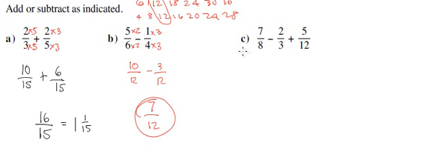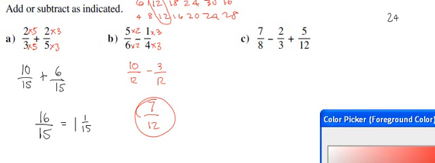Now we can make these worse by putting more fractions in at the same time. Now we need a common denominator that all 3 of these will go into. Well, looking at the biggest one, 8 doesn't go into 12, so that isn't it. If I add another 12, I get 24. 8 goes into 24, 3 goes into 24, 12 goes into 24, so 24 would be the one.